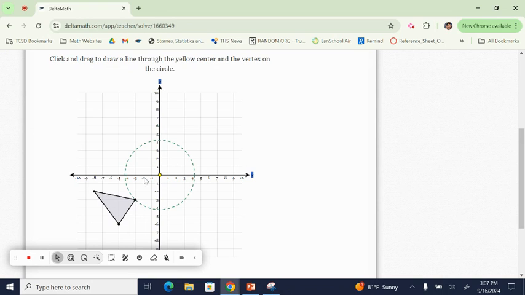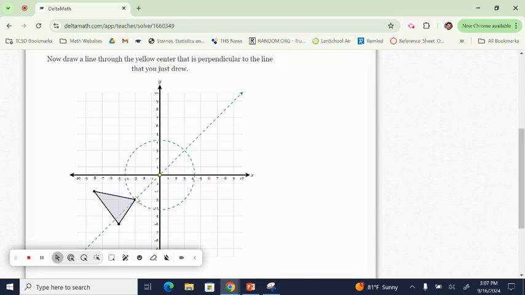the vertex of the circle. So we're going to click and drag a line connecting the yellow center to that point on the triangle I just did. And there I go. Good. So now we need to draw a line through the yellow center that is perpendicular to the line that you just drew. So you did some lines of reflection.